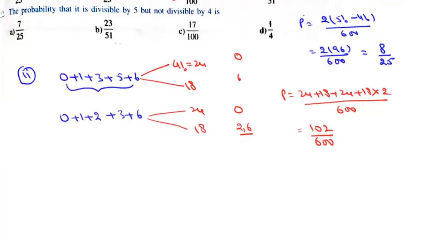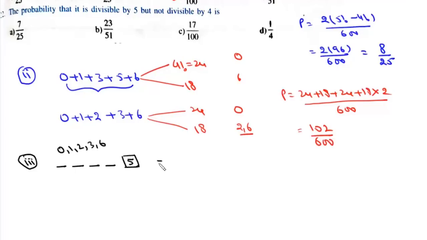And finally, it is the probability that it is divisible by 5 but not divisible by 4. So for this third one, it should be divisible by 5. So we have two cases. Case 1: if the last digit is 5, then we have to fill the remaining 4 digits with 0, 1, 2, 3 and 6.